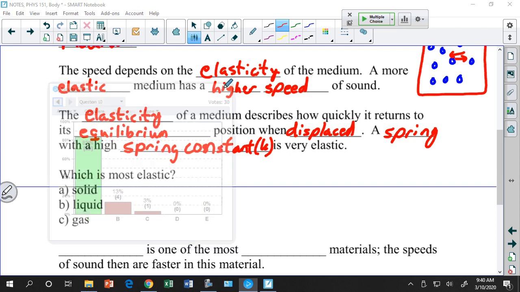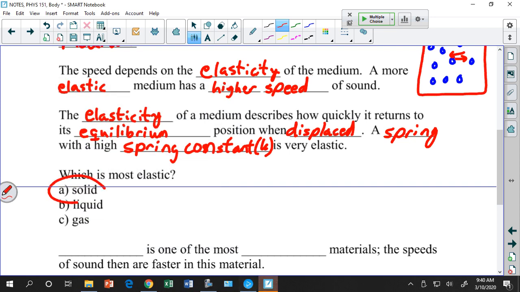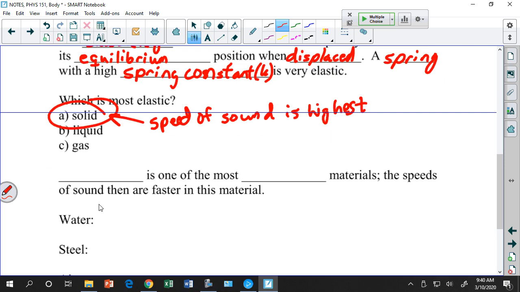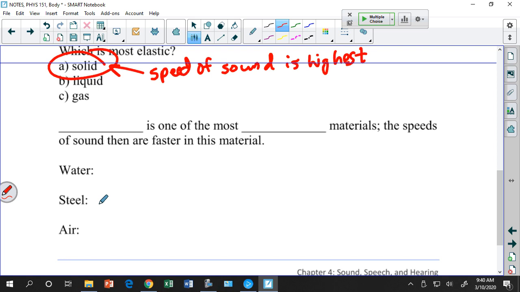A is right. So the more elastic of these is the solid. And then also the speed of sound is highest in a solid. I'll show you some numbers here in a couple minutes. So steel is one of the most elastic materials. So we can compare their various speeds of sound.